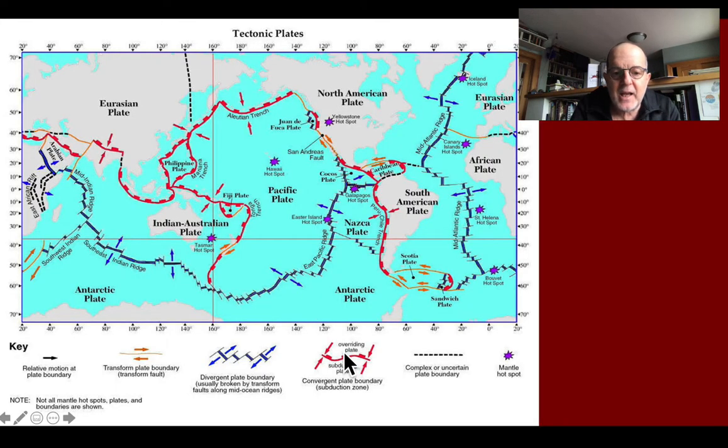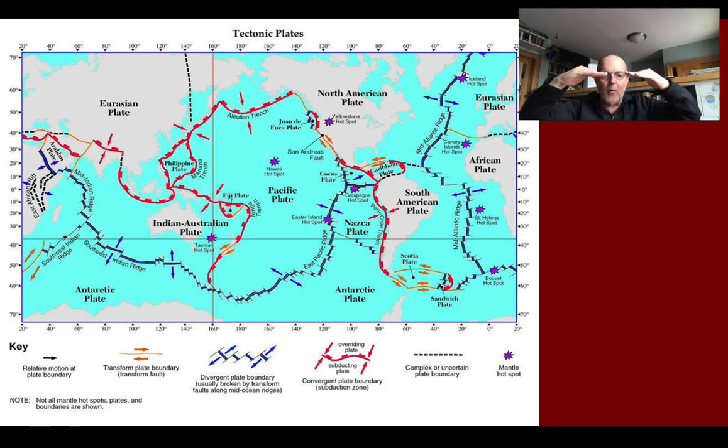Then you've got convergent plates. Now this little rectangle down here is very important because this is showing you that the overriding plate, the one going over, is the one with the rectangles on its side. This then is going under this plate. So here we have South America going over Nazca. Here we have North America going over Pacific. Here we have Eurasian plate going over Pacific. These are ways in which the plates collide. And where one plate goes under the other, we call it subduction.